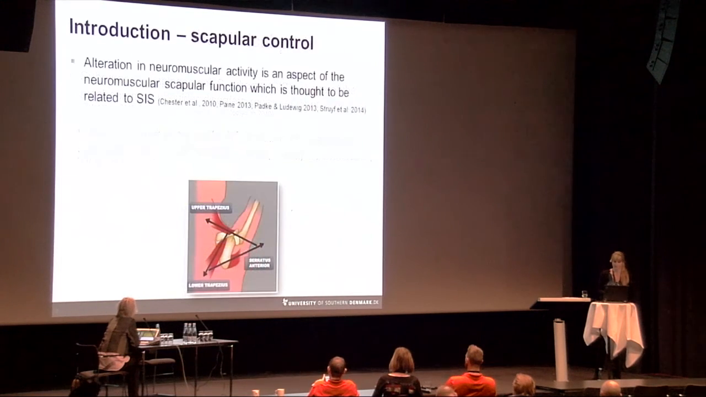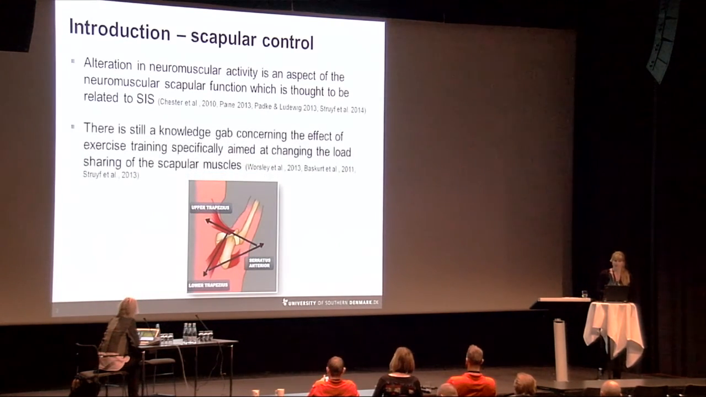Alterations in neuromuscular activity is an aspect of the neuromuscular scapular function, which is thought to be related to CIS. But also here, this picture is not quite clear. It could also be exposure specific. So despite the results from previous exercise studies, there is still a knowledge gap concerning the effect of exercise training specifically aimed at changing the load sharing of the scapular muscles.